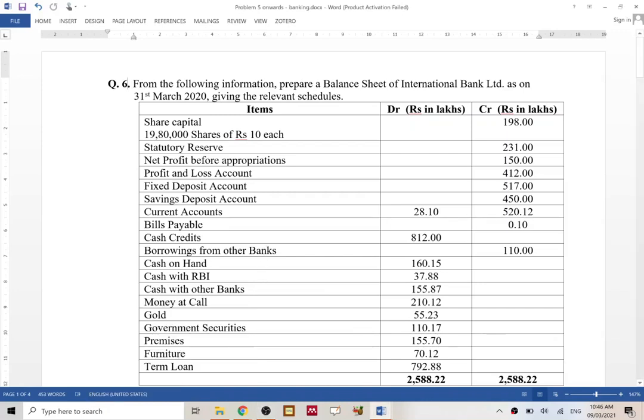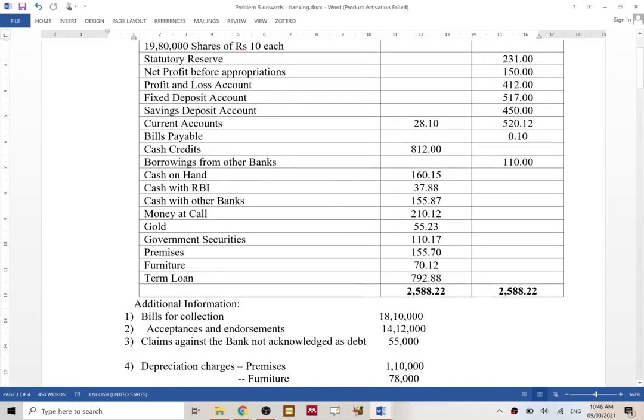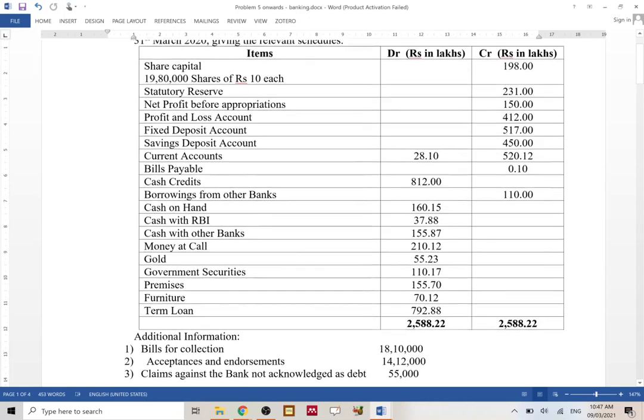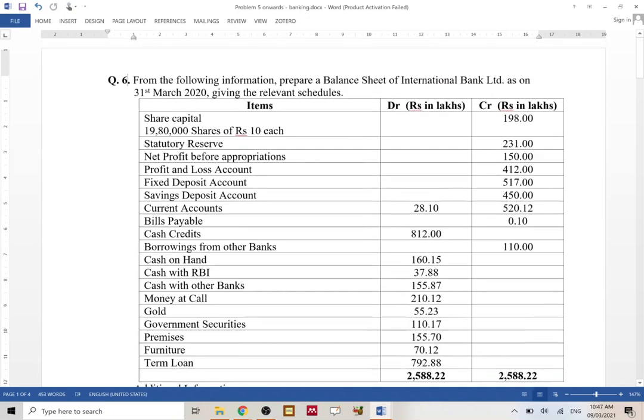Problem 6 is preparing a balance sheet of International Bank Limited. All of these debit and credit balances are given to you that will accordingly go to the assets or to the balance sheet. Okay, and let's see. We're going to solve this problem, figure out all those different places, different items that they go under. All right.